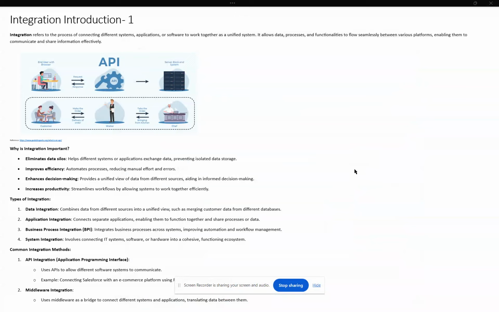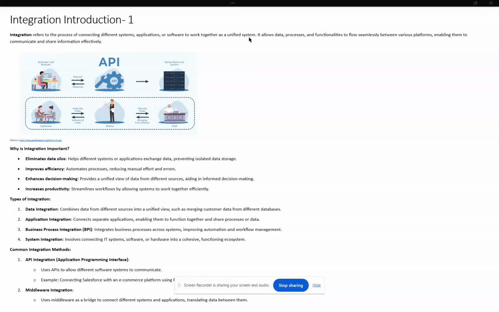So today we'll just talk about what integration is, what the basics of that are, and why we need integration. What are the benefits and the demerits of integration as well? So the word itself, integration, what does it mean? Integration is nothing but communicating between two systems. If you go by the definition, it refers to the process of connecting different systems, applications, or software to work together as a unified system.